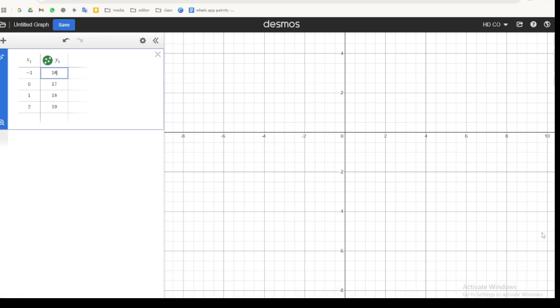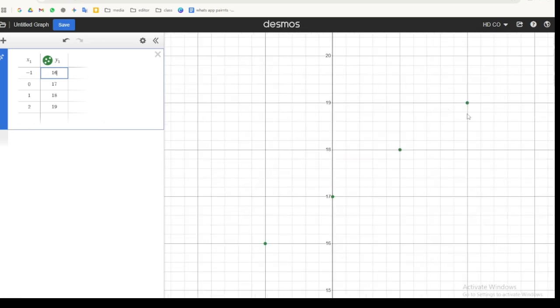We don't see the dots, so we will use this magnifier. The dots appear.